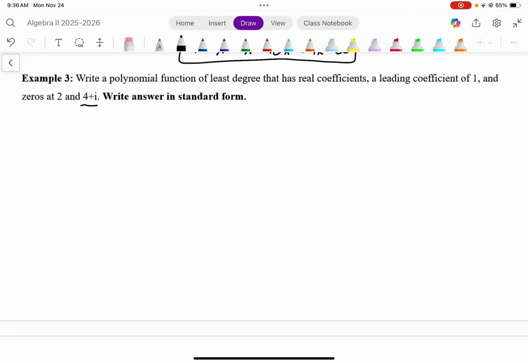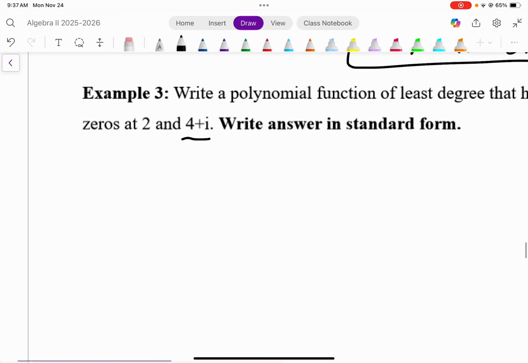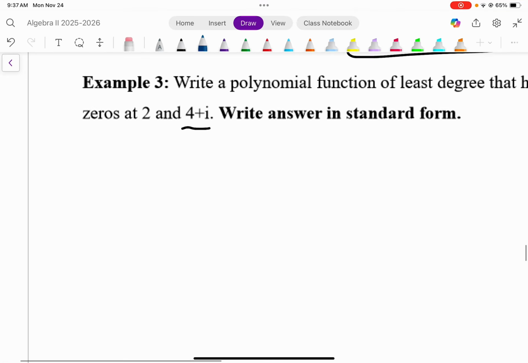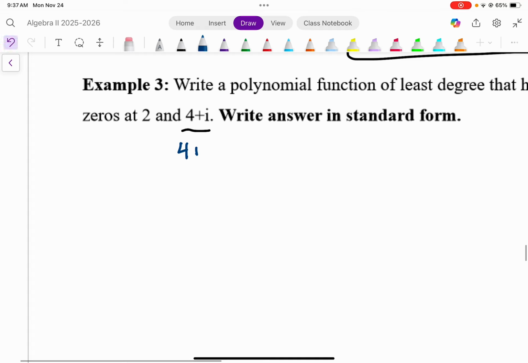All right, this next one, we are going to write a polynomial function of least degree that has real coefficients, a leading coefficient of 1 and zeros at 2 and 4 plus i. So because we have a solution at 4 plus i, we also have one at 4 minus i.